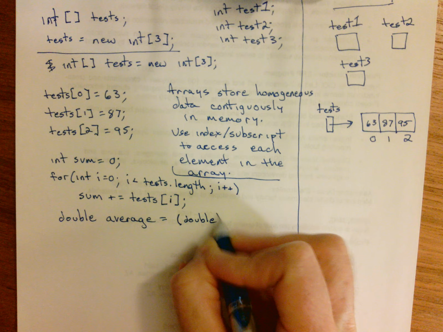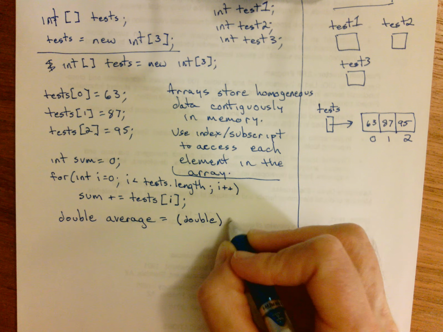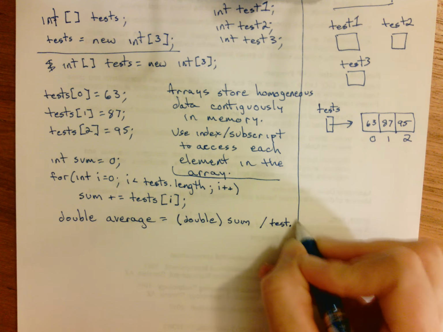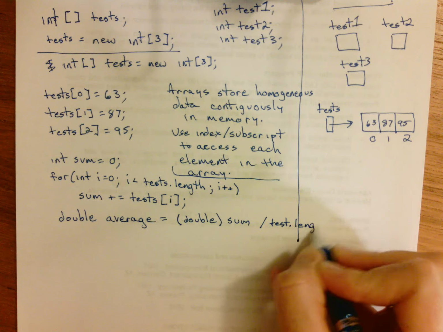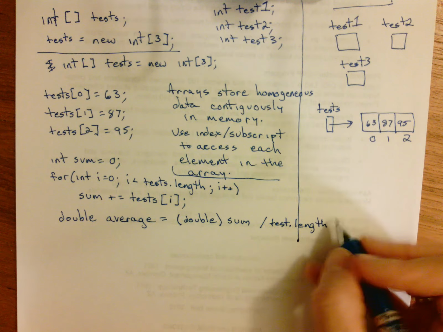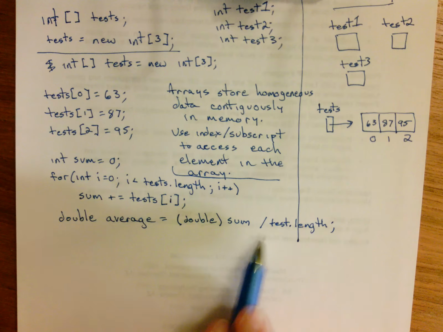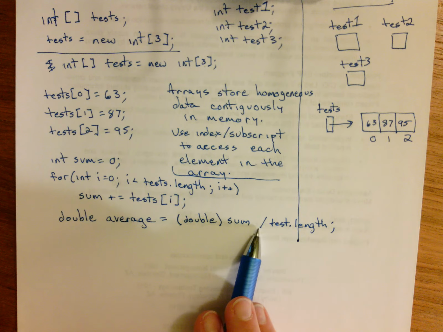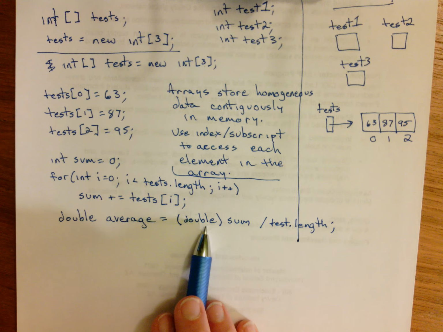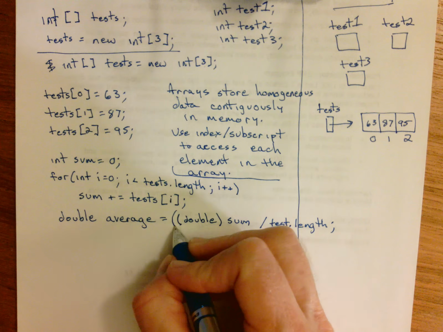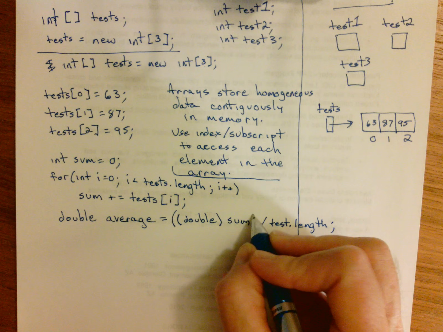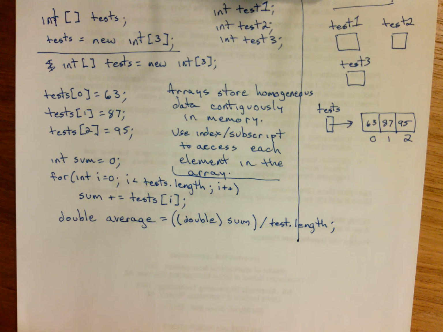sum divided by tests.length. Oops, run out of room here. Over the red line of doom. Sum divided by tests.length. But the problem is that the divide has a higher precedence than the cast. So I need to make sure that I put the whole thing in parentheses. And that will correctly calculate the average of all of them there.